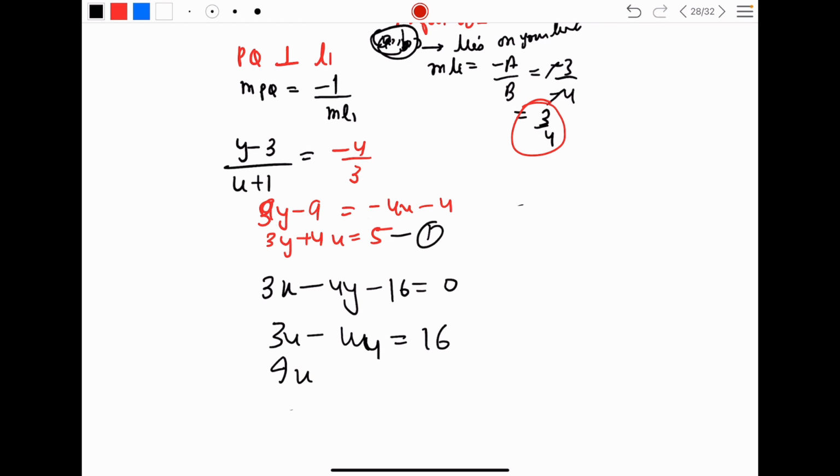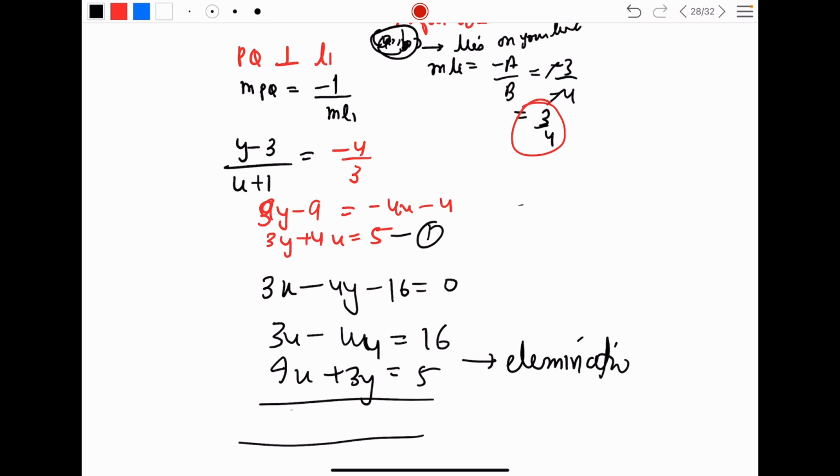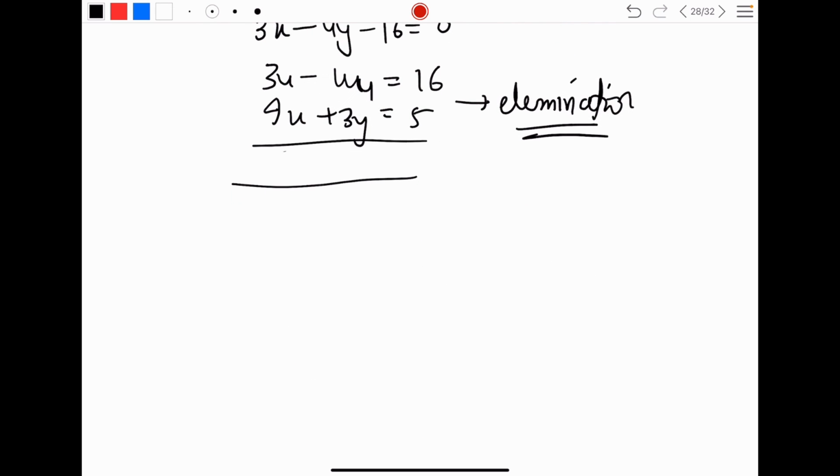So 4x and you have your 3y is equal to 5. Two equations are there. Solve the two equations. You can solve this using the elimination method and you will get the values of x and y. What will be the values of x and y on solving this? I'll tell you the values.